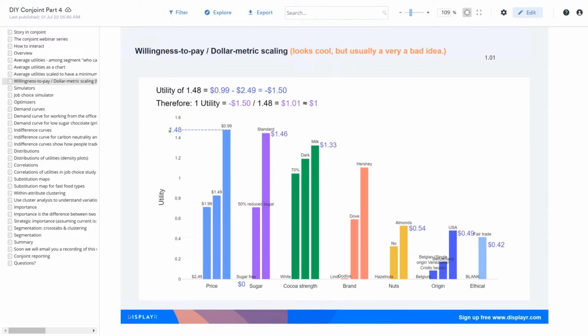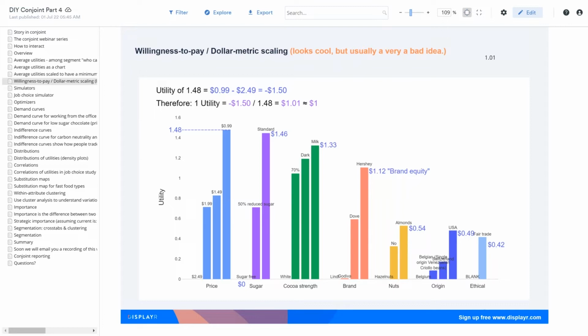So this tells us that, for example, the difference between sugar-free, which is indexed at 0, and so has utility of $0, relative to standard chocolate is $1.46. Milk chocolate versus white, $1.33. This approach is often referred to as brand equity because we can now put a dollars and cents number on different brands. So Hershey's utility relative to Lindt is $1.12.